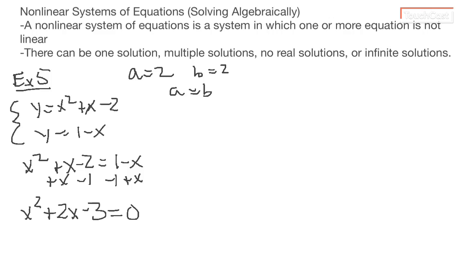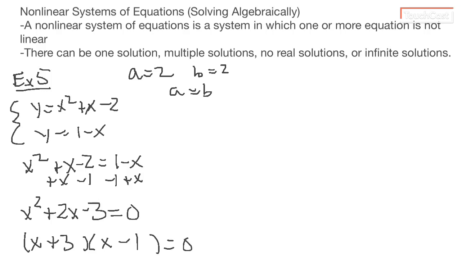Now you can solve this for x any way you want. You can factor it. That's what I'm going to do. You can use the quadratic formula since this is a quadratic equation. Or you could graph it and find where it crosses the x-axis. You can also do a whole bunch of other things. But I'm going to factor it because I know what numbers multiply to make negative 3 that also add to make positive 2. And those numbers are a positive 3 and a negative 1.